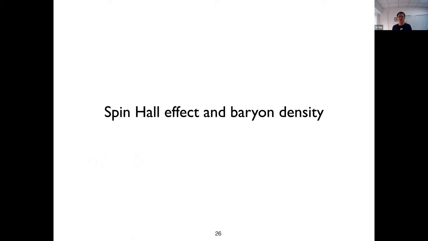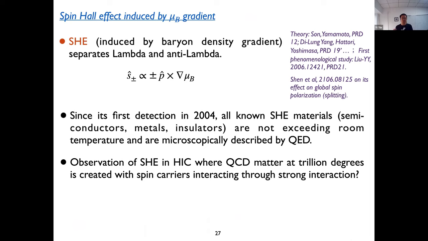So now let me briefly tell you some of our recent results to study another spin polarization mechanism induced by the mu-B gradient. This is particularly important for the second phase of the beam energy scan program. And you may also observe similar phenomena by looking at the baryon data at the forward rapidity, where the mu-B can also be significant.